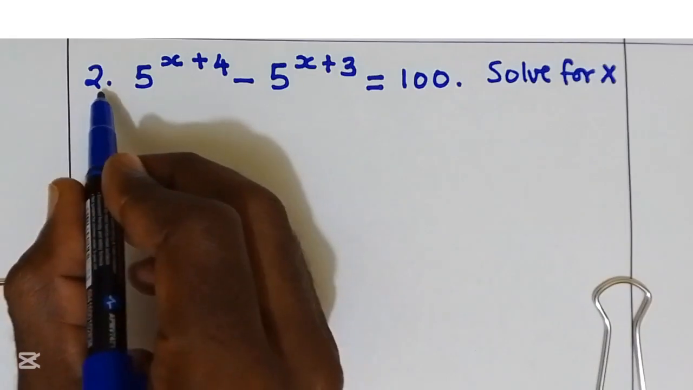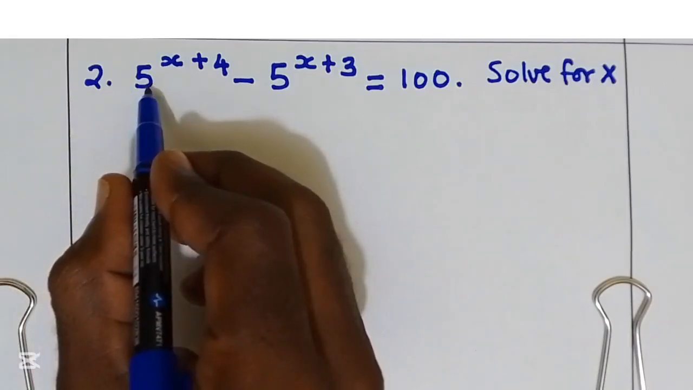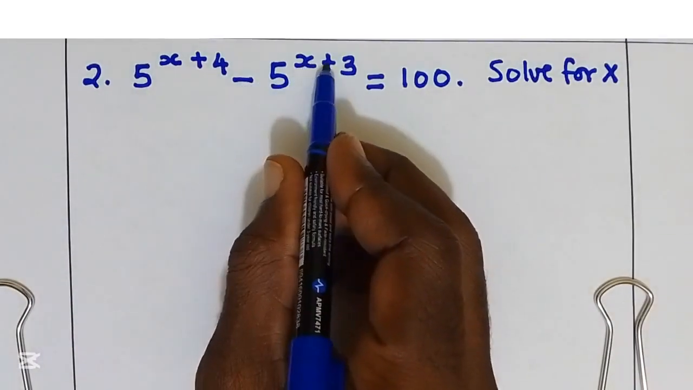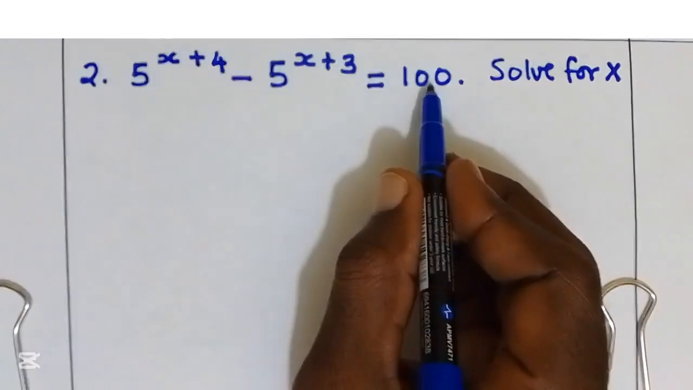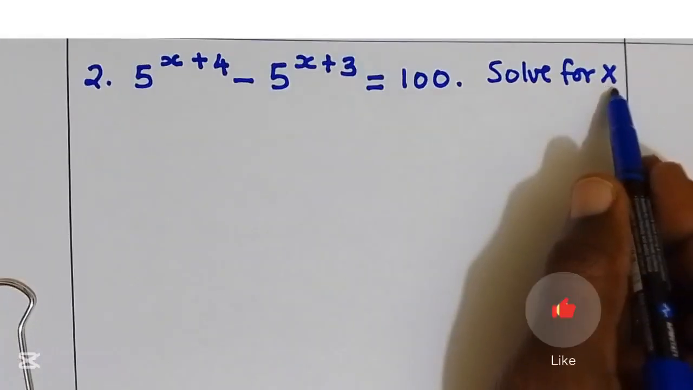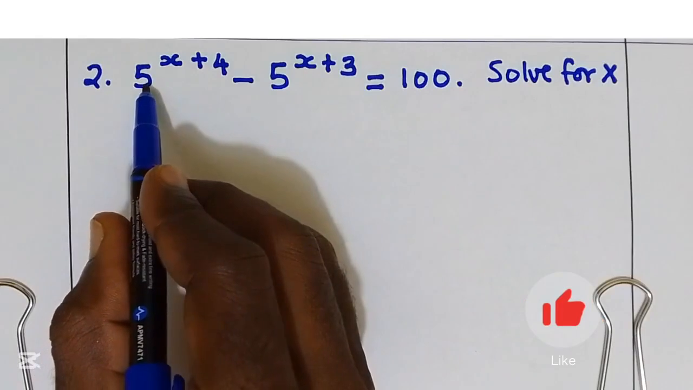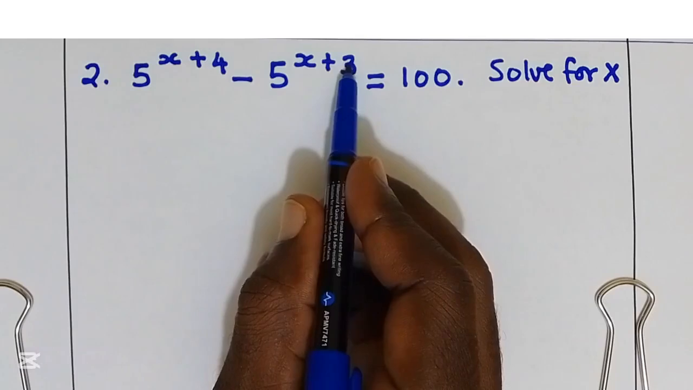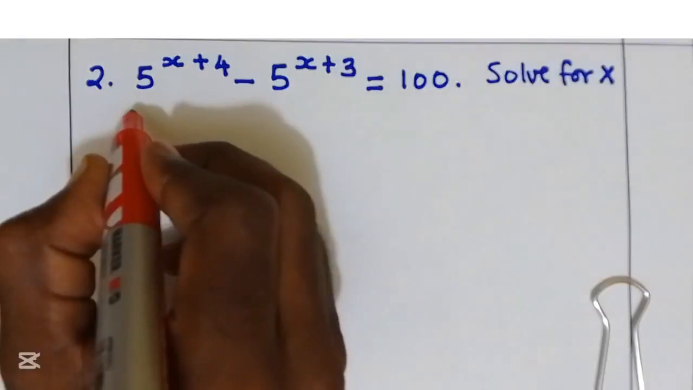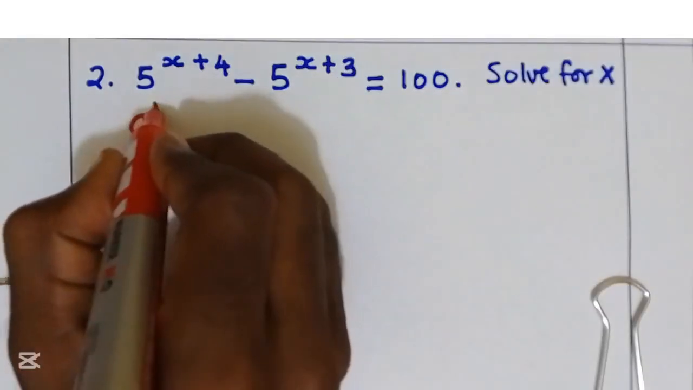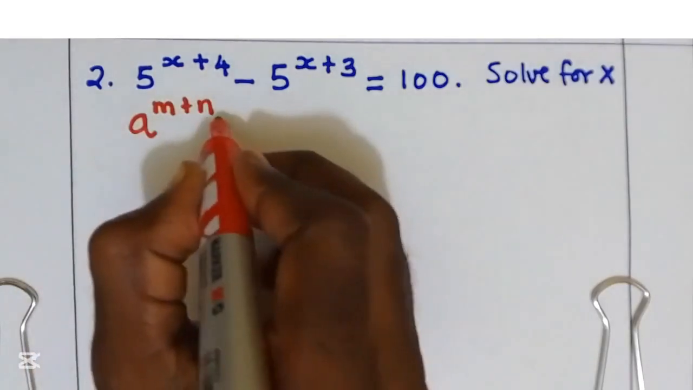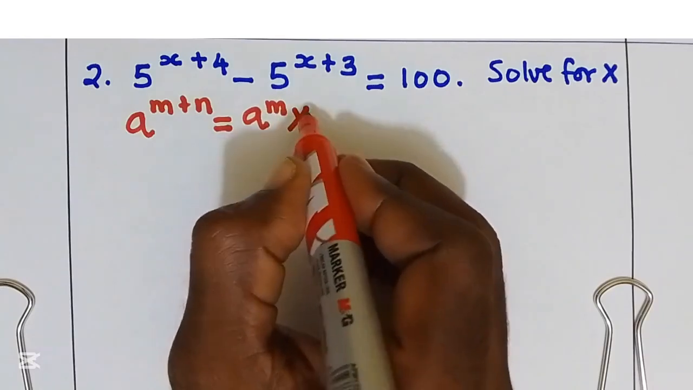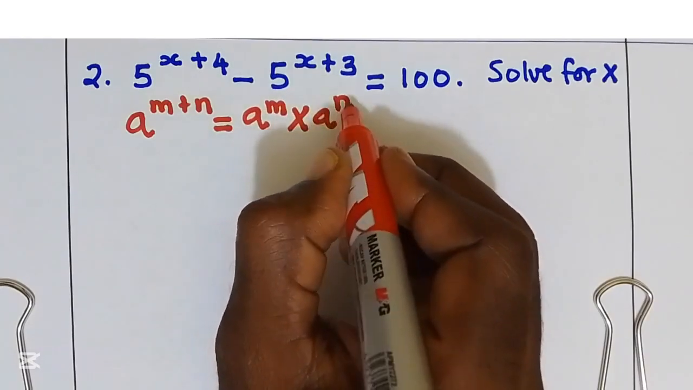Let's do question number 2. They have given to us 5 power x plus 4, take away 5 power x plus 3 is equal to 100. We need to solve for x. First, I'm going to split 5 power x plus 4 and 5 power x plus 3 into their product form. We know if we have a power m plus n, this is equal to a power m multiplied by a power n.